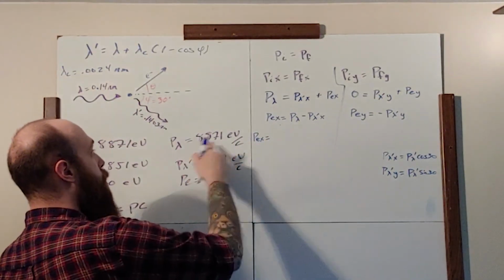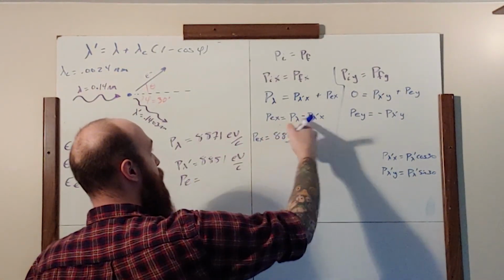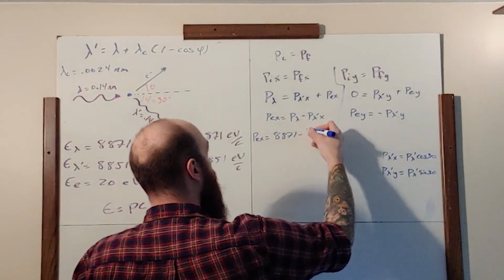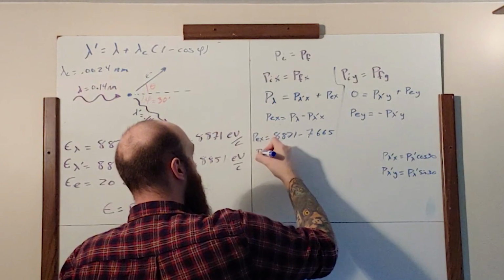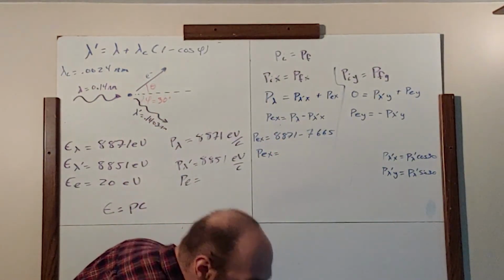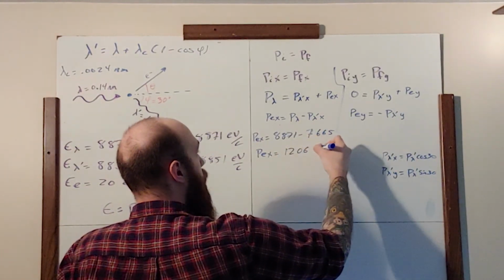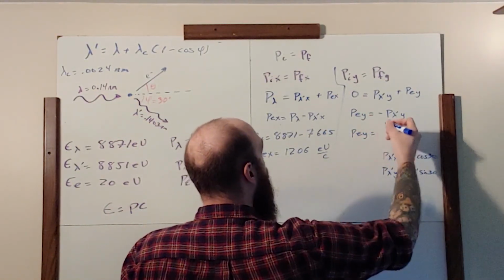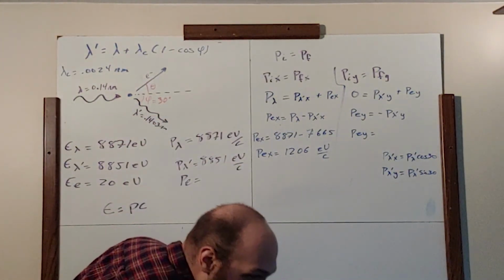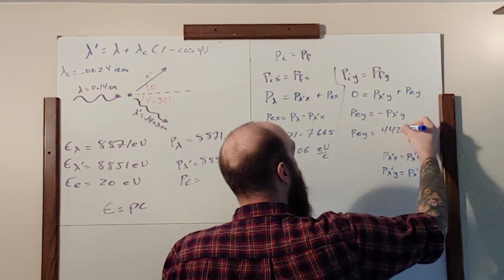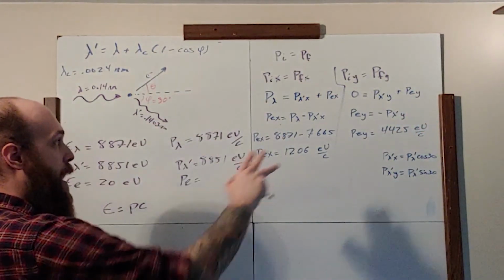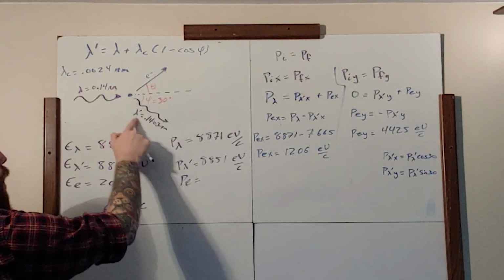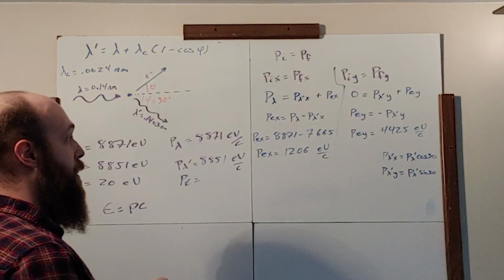So P E x is going to be P lambda, which I said is 8,871, minus the x component for our scattered photon, which I've calculated to be 7,665. And so P E x is just going to be 1,206 electron volts per c. And this one over here, P E y, is just going to be 4,425 electron volts per c. And this one should be positive because it goes above that x-axis. So technically speaking, the y component of lambda prime is negative because it goes below that x-axis. And so here we go.